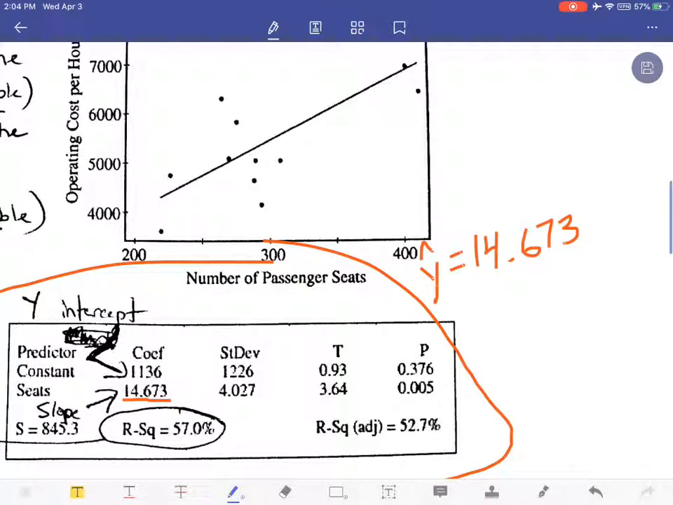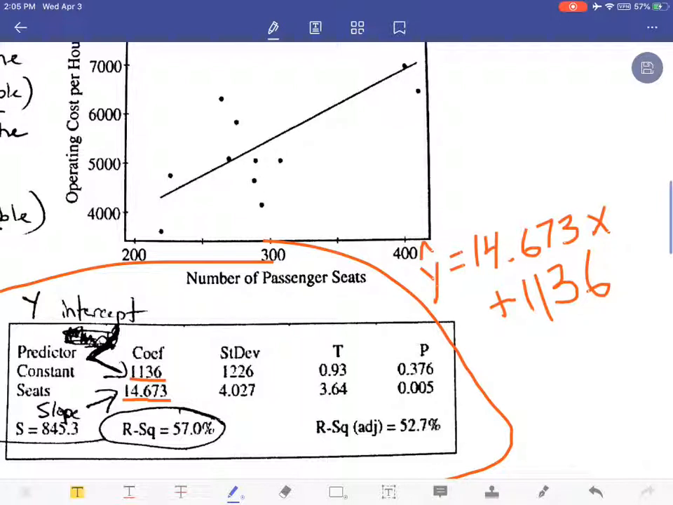14.673, and then that's our slope, so we put x after it, plus our y-intercept, which is going to be, I'm going to write this down here since I'm running out of room, plus 1136. So the 14.6 is our slope, and then the number above that on the computer output table, 1136, that is going to be your y-intercept. And then we can use this to predict values by just plugging in the value we want to predict for x, and that gives us our prediction for y.